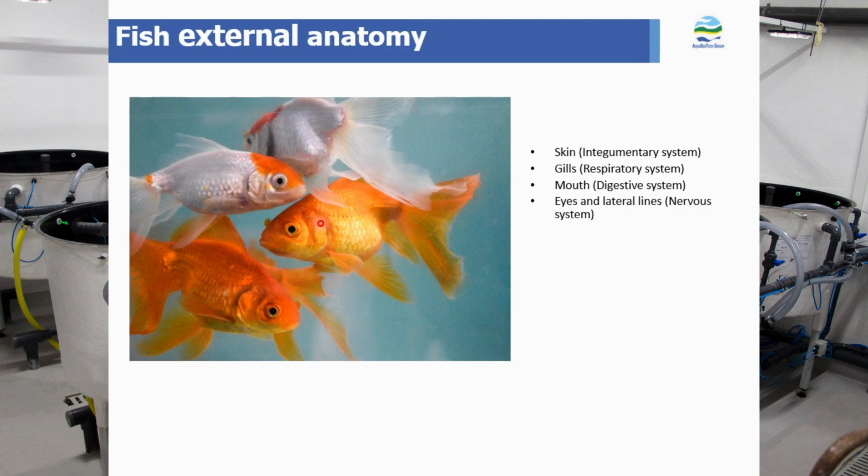Gills are the respiratory system. Behind this semicircular structure called the opercula, we find the gills. Every time you see a fish moving the opercula, it means the fish is breathing. The gills are directly in contact with the water, taking oxygen in and CO2 out.